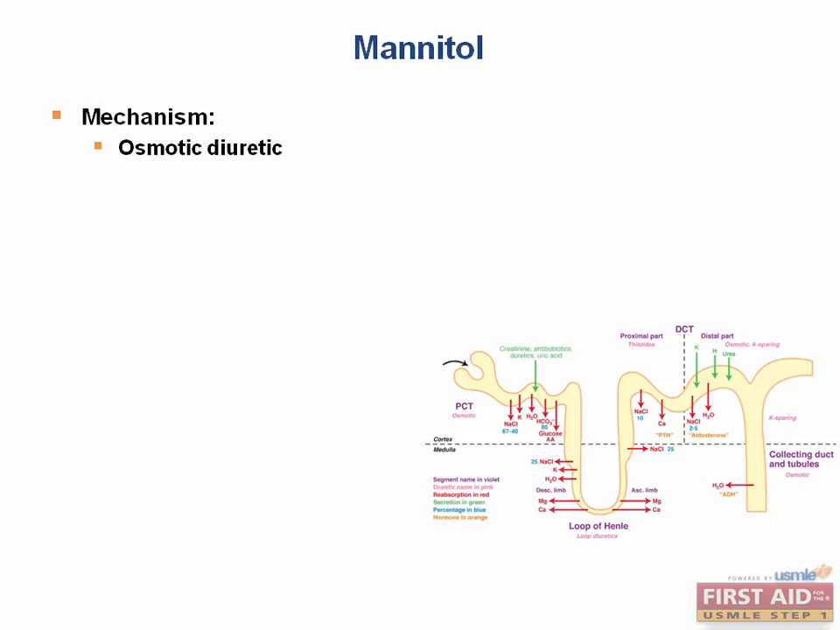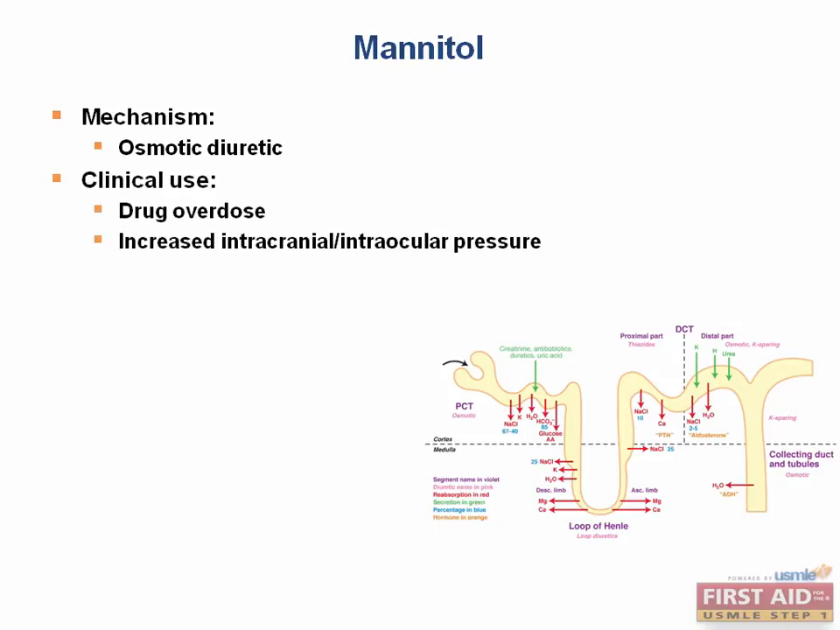Let's start off with a drug we haven't mentioned yet, mannitol. This is a sugar that is freely filtered by the glomerulus but then not reabsorbed. The excess solute in the lumen causes an osmotic diuresis. The clinical uses for mannitol are diuresing hydrophilic drugs during a drug overdose and reducing intracranial and intraocular pressure.